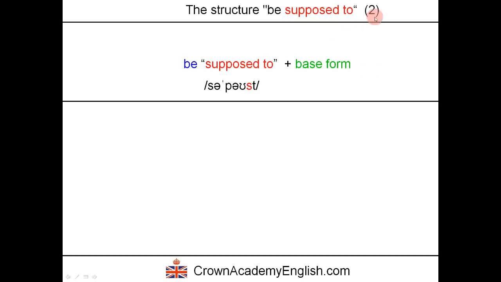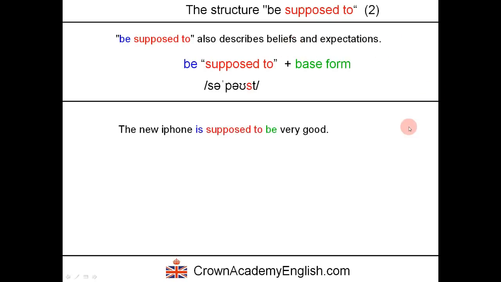And we have another use of this structure. So be supposed to also describes beliefs and expectations. The new iPhone is supposed to be very good. So we have the verb be, supposed to, and the base form of the other verb is also the verb be in this example. And in fact, in all the examples, it is be. But this is the base form of the verb.